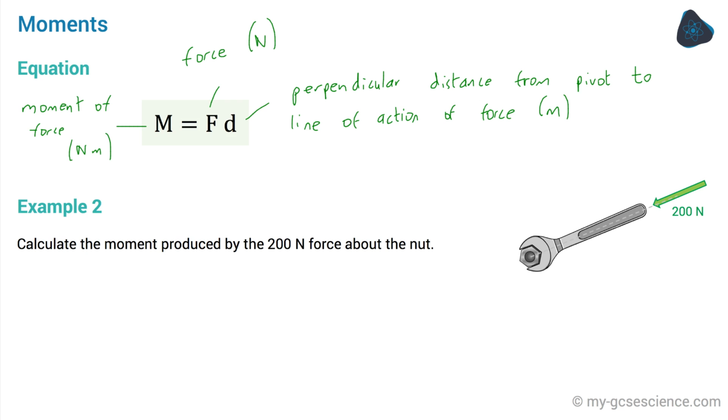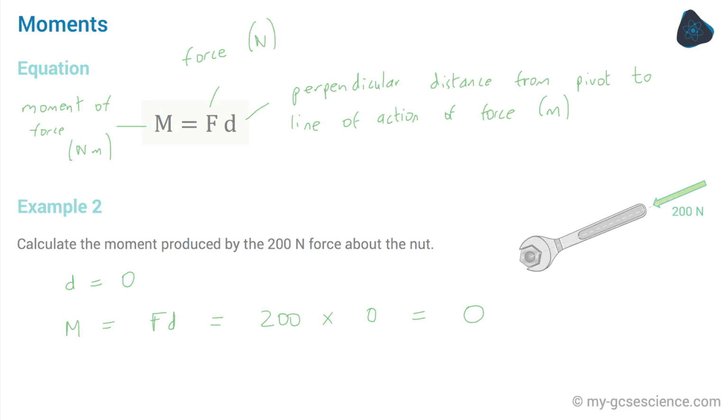Hopefully you'll see that this is actually a bit of a trick question, because the perpendicular distance from the line of action of the force to the pivot is 0. In other words, the line of action of the force passes straight through the pivot. This is a special case in which the moment of the force is 0. Exactly the same thing would happen if you tried to push a door towards its hinges. The moment exerted would be 0 and the door wouldn't rotate.